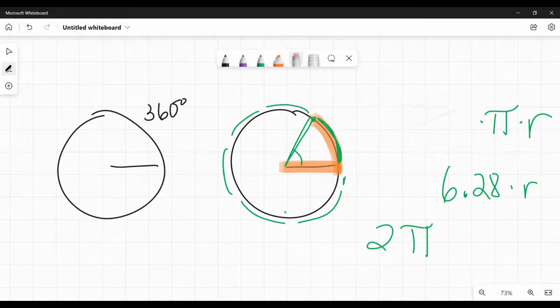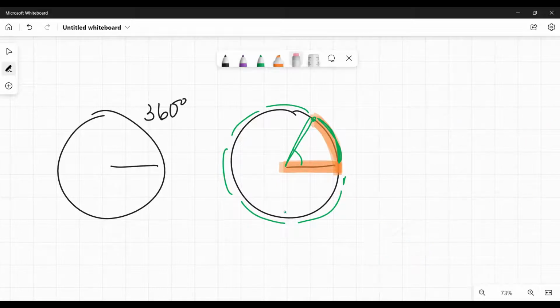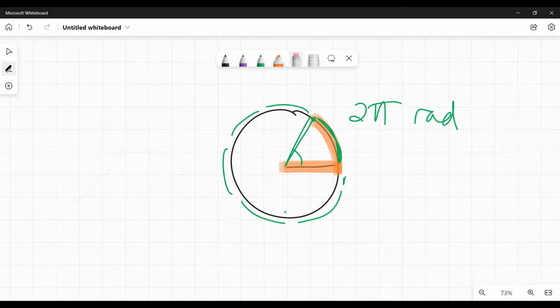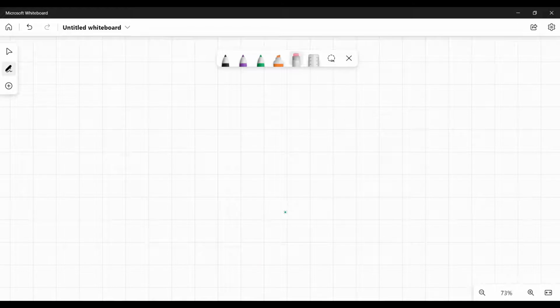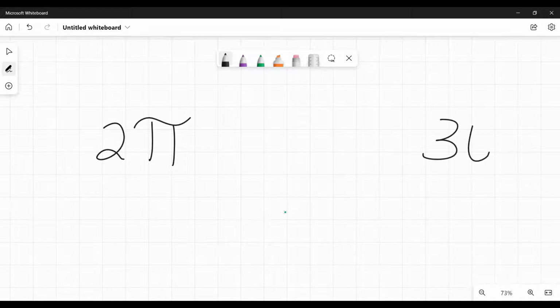So whereas, as we said, 360 degrees is the whole circle, the whole circle is 2 pi radians. So that's where we get our baseline, and that's how we're going to get our conversion. So let's think about this. I know that 2 pi radians is equivalent to 360 degrees. How can I get from 2 pi to 360? What would I need to multiply by to change 2 pi into 360?